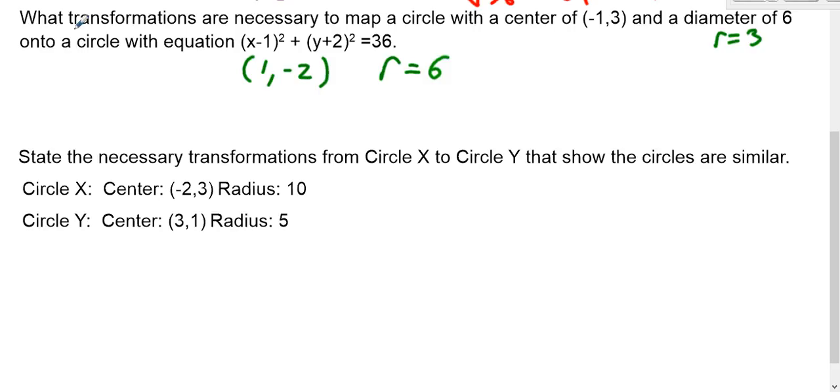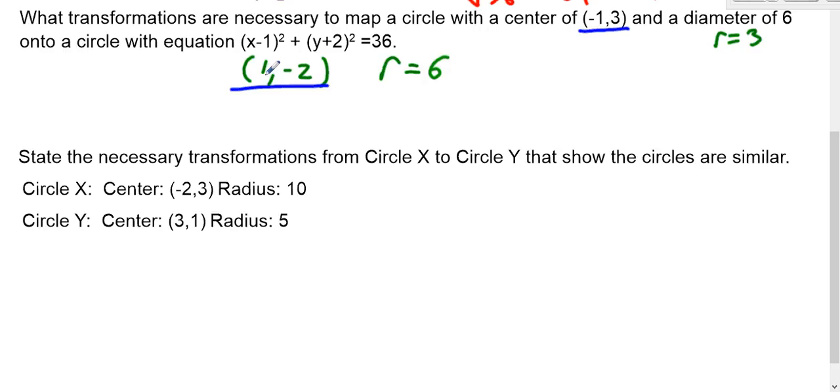So we need to figure out the transformations that are going to map the first circle, -1, 3 with a radius of 3, onto this circle, 1, -2 with a radius of 6. So the radius gets larger, which means we're going to have to dilate it, and it moves, which means we're going to have to do a translation. We have to shift it and we have to dilate it. We have to shift the point from -1, 3 to +1, -2.